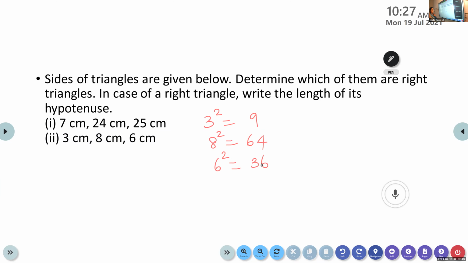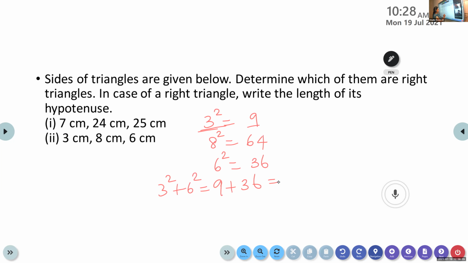Afsana, which two numbers will we be adding here? Which two numbers you have to add? Nas Parveen? Which are the numbers you have to add? Ma'am, 36 and 9. Okay, the squares of the smaller numbers you add. 9 plus 36. 3 square plus 6 square.